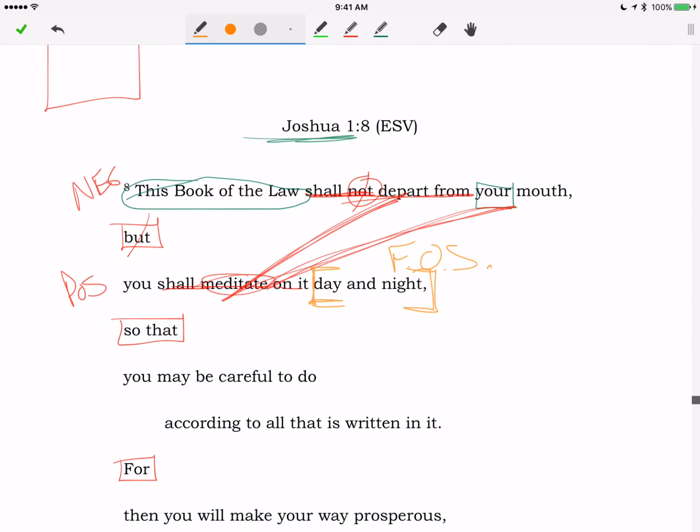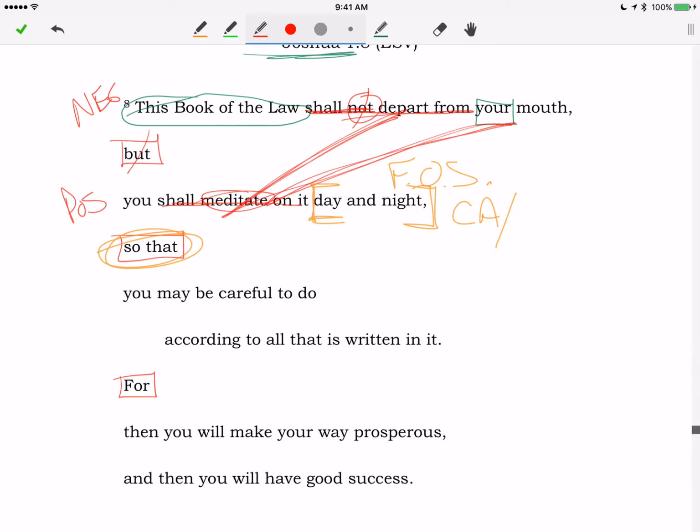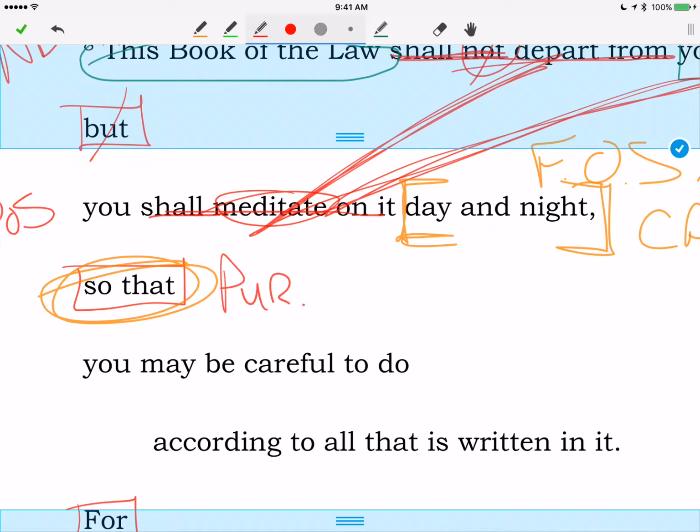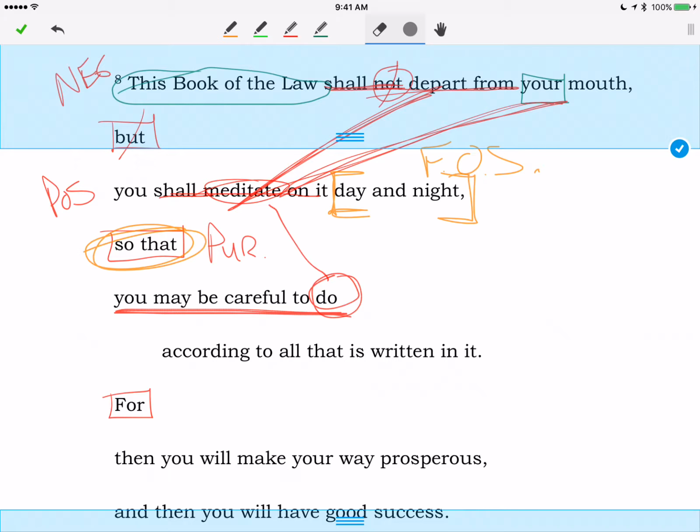Now, notice that what we move to from there is the positive and negative contrast. Again, this last part is, but you shall meditate on it day and night, so that. Meditating on it day and night is a cause. And then this so that idea is really a purpose statement. I'll mark this off here as talking about a purpose. What is the purpose? Well, we don't have to read far to see that you may be careful to do. That you may be careful to do is the purpose of this. So in other words, meditating is related to this idea of action in terms of cause and effect. You're meditating, the cause, for the effect of being careful to do this.